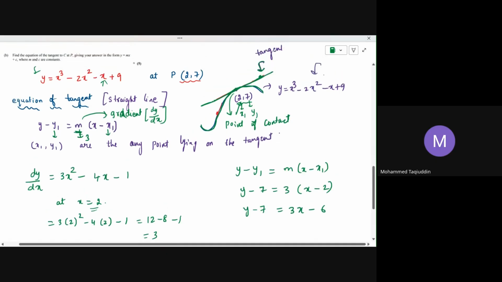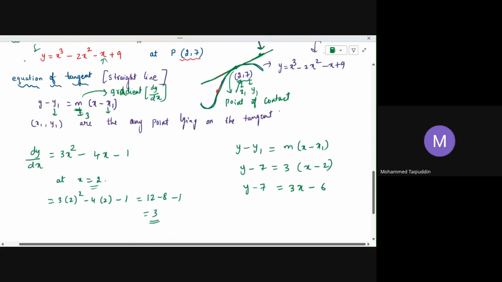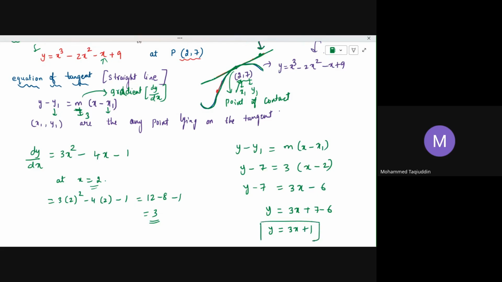They are very specific about the form y equals mx plus c. So I'll put this in y equals mx plus c form. For that, I have to isolate y, isn't it? So I got y equals 3x plus 1. This is how we find the equation of a tangent. Is that clear? Okay. Yeah.